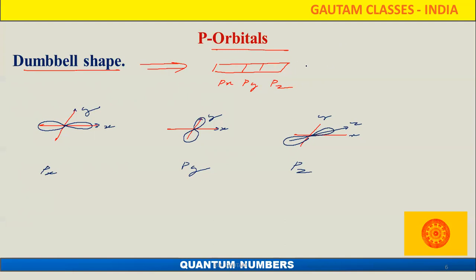Now, what is the maximum number of electrons that can be in the p subshell? Six electrons can be in the p subshell. Do you know why? Because one orbital can hold a maximum of 2 electrons, and there are 3 orbitals, so a total of 6 electrons can stay in it.